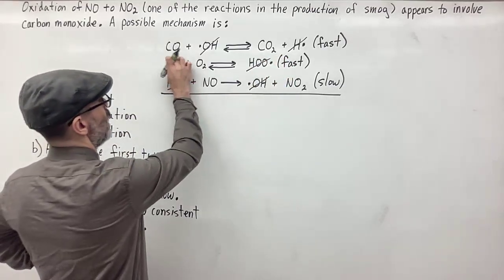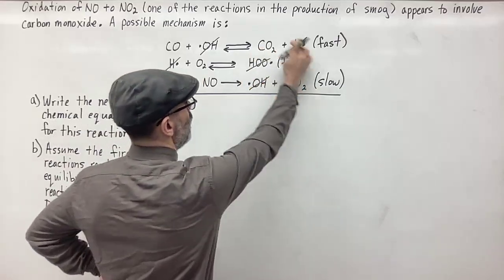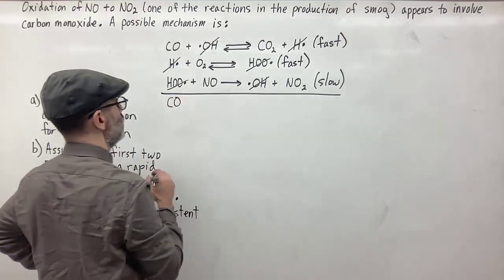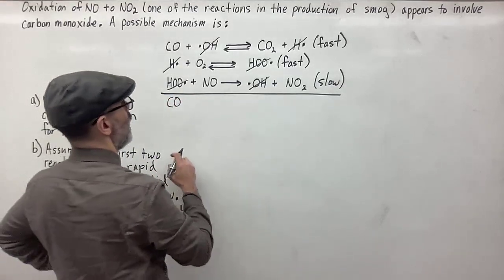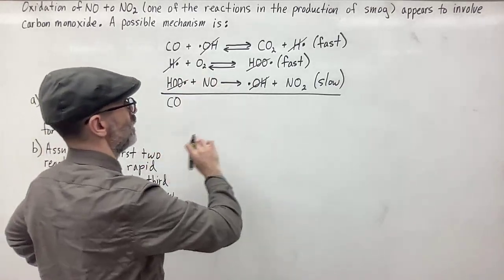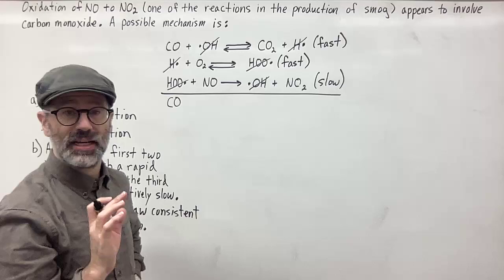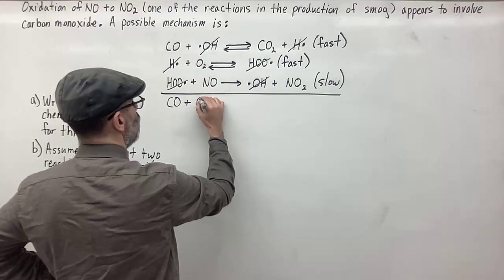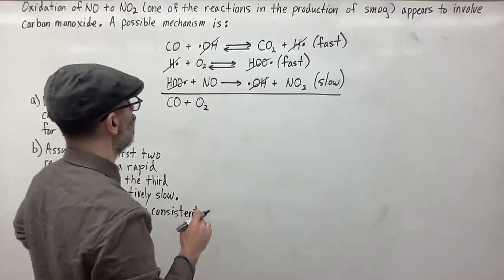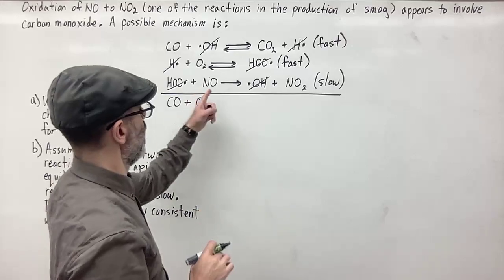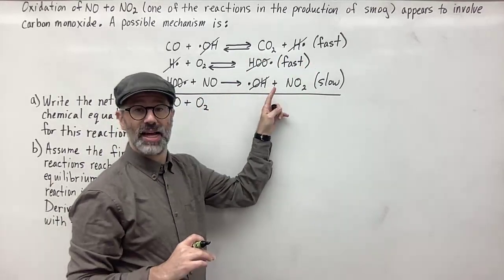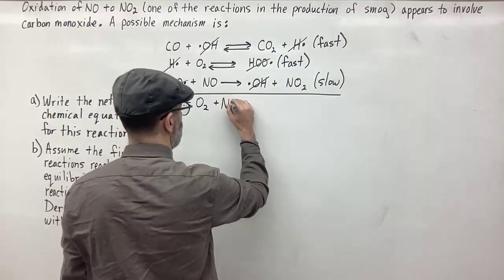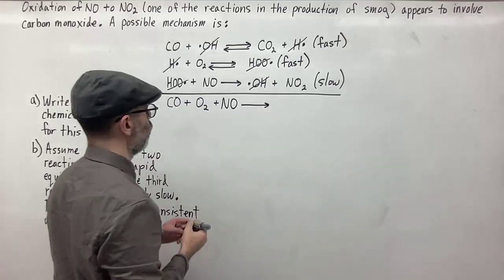Here we have CO as a reactant, but we don't have CO as a product, so that's not going to cancel out. That's going to be a reactant in the overall reaction. So we have CO. And we have O2 here as a reactant, but we don't have O2 as a product, so that's not going to cancel out. So we'll put O2 as a reactant. And here we have NO as a reactant, but we don't have NO as a product. We have NO2 as a product, but not NO. So that's going to be a reactant. So NO. So that's it for the reactants.